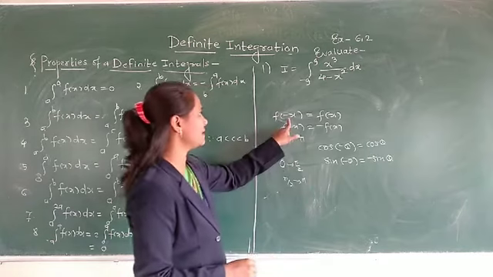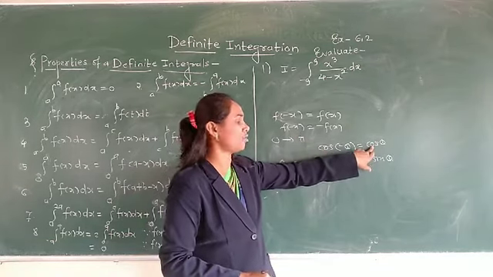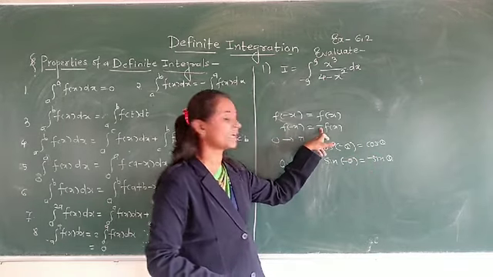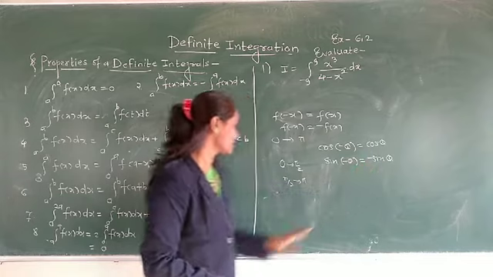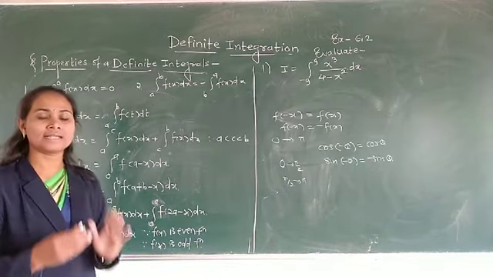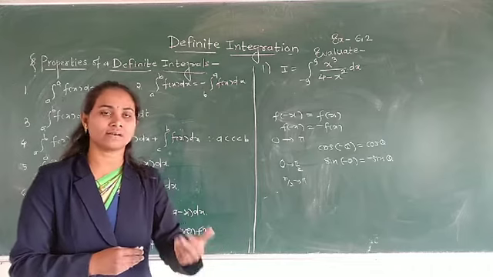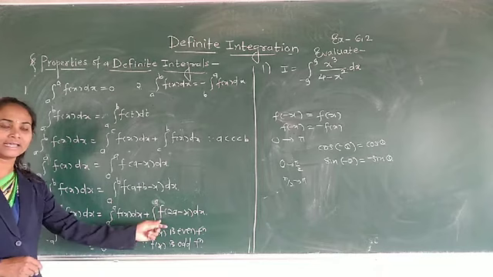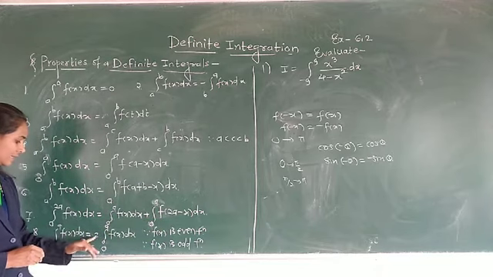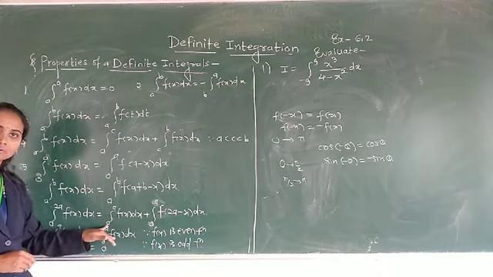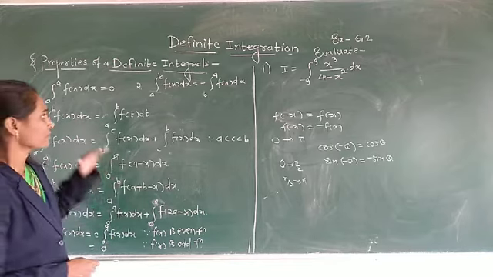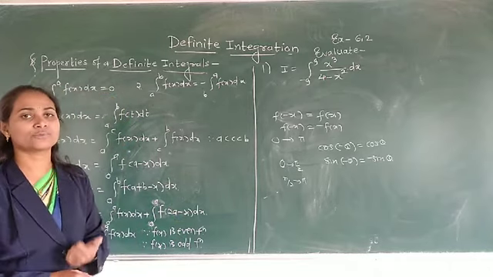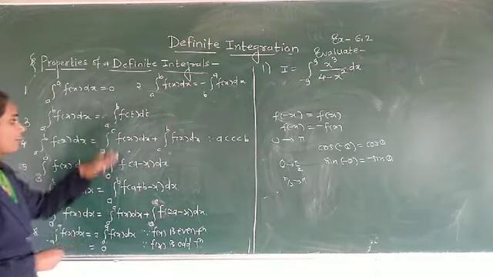That is, if we replace x by minus x and get the same function, then it is an even function, and if we replace x by minus x and get the negative function, then it is an odd function. For the interval minus a to a, the integral is 0 for an odd function, and for an even function we take the integral as 2 times integration 0 to a f of x dx, which are very important properties.